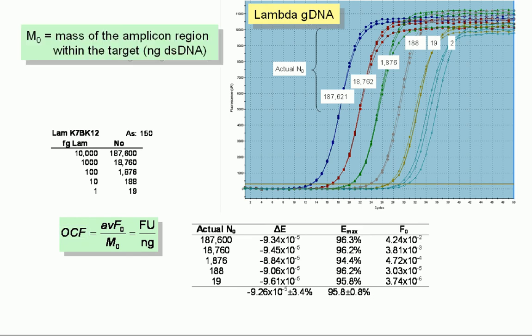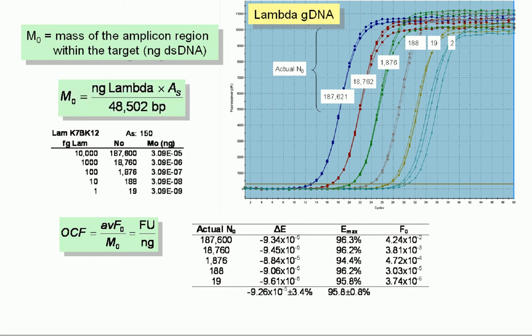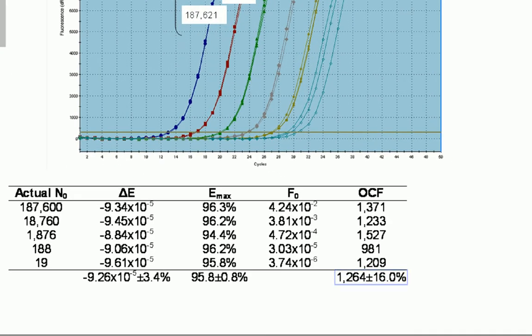If you recall, M0 is the mass of the amplicon region within the target. For lambda, M0 can be calculated by simply multiplying the nanograms of genomic DNA by the amplicon size and dividing by the genome size of lambda. The resulting OCF values are very similar across the 5 magnitudes of target quantity, generating a CV of plus or minus 16%. It is important to note that this CV reflects the precision that can be achieved with LRE analysis over a large range of target quantities.